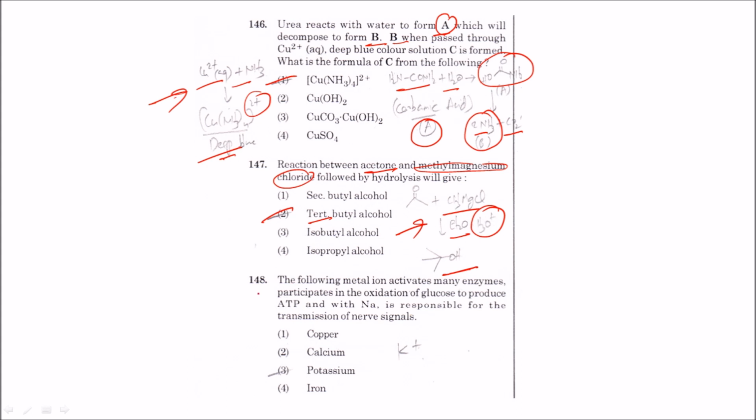Okay, next one, question number 148. The following metal ion activates many enzymes, participates in oxidation of glucose to produce ATP, and with sodium is responsible for the transmission of nerve signals. Okay, this is a direct question. They're asking which metal ion is involved in all these activities. So you can straight away select, okay, it is potassium ion. The right answer is option 3.